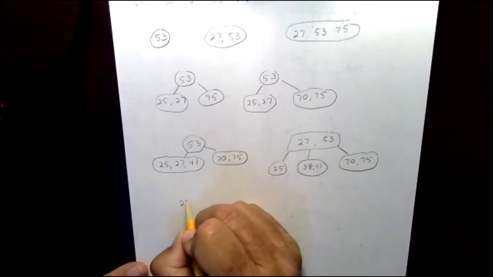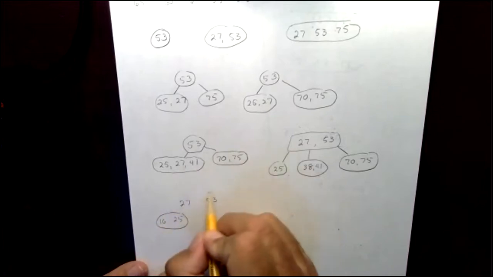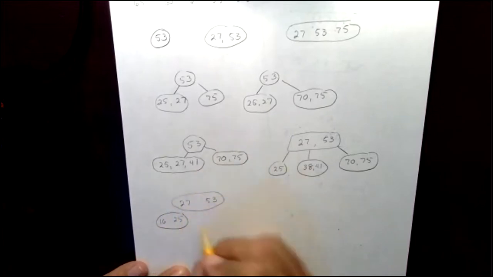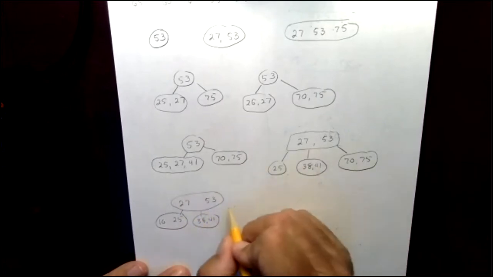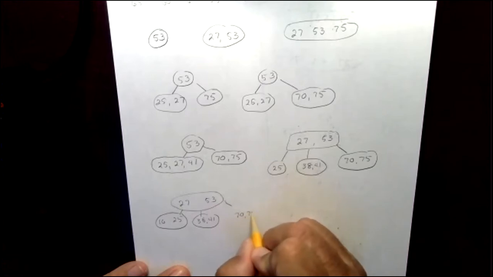Next number is the 16. So the 27 and the 53 are good. The 16 is going to go to the left of 27 with the 25. Here's the 38 and 41. And out here is going to be the 70 and the 75.